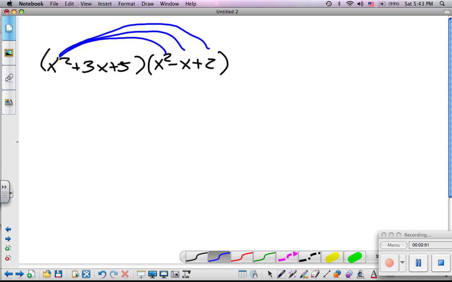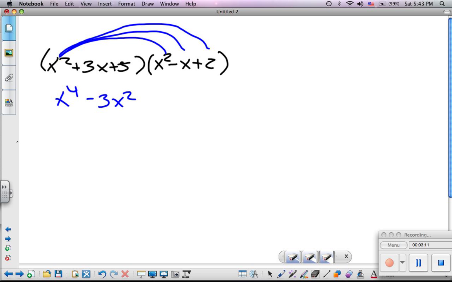Okay, so those things are going to give me x squared times x squared, which is x to the 4th. The second one's going to give me 3x times a minus x is going to be a minus 3x squared. Okay, wait a minute, made a mistake. Let me go back here. Okay, let's try that again.